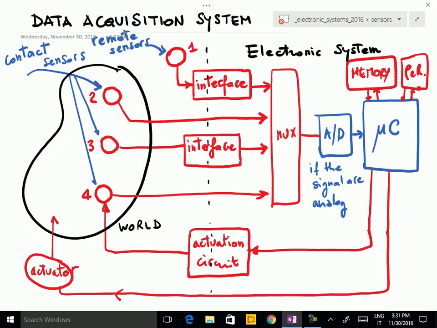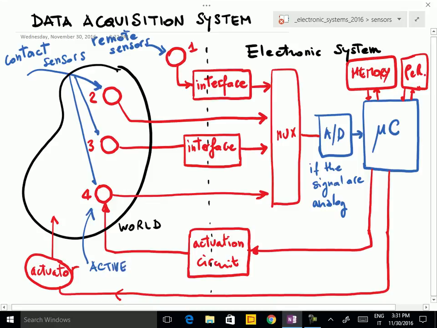So this is a very generic description of the system. Let me just stress the fact that this is an active sensor because it requires energy, and 1, 2, and 3 are passive sensors because they do not require additional energy to work.